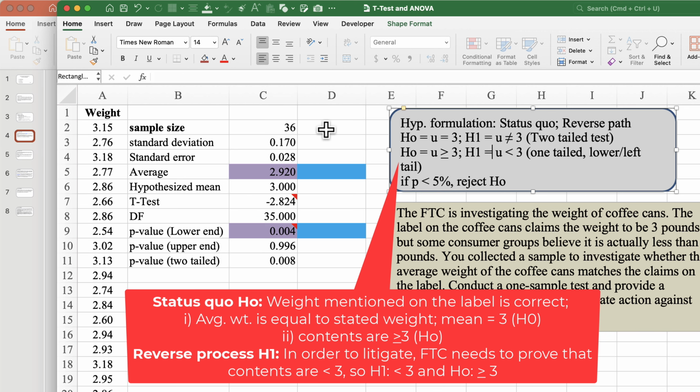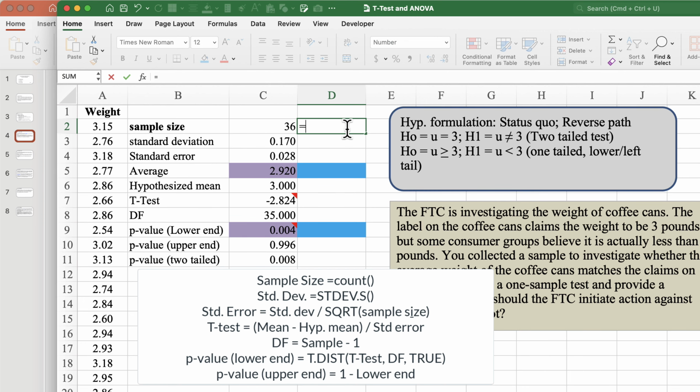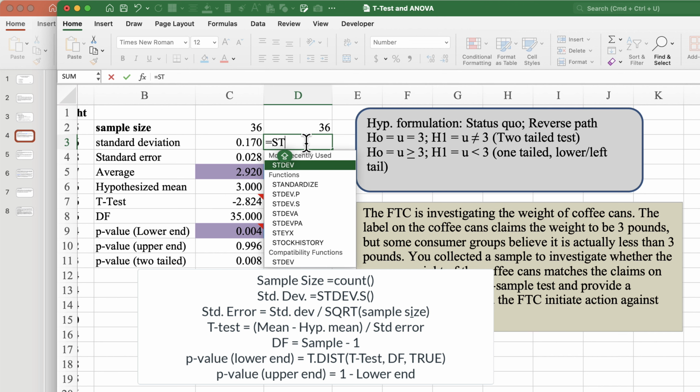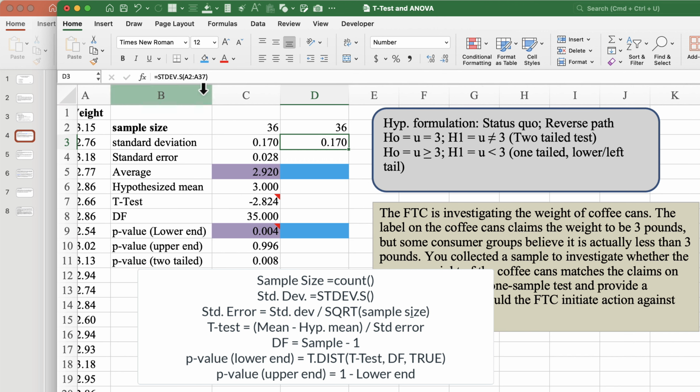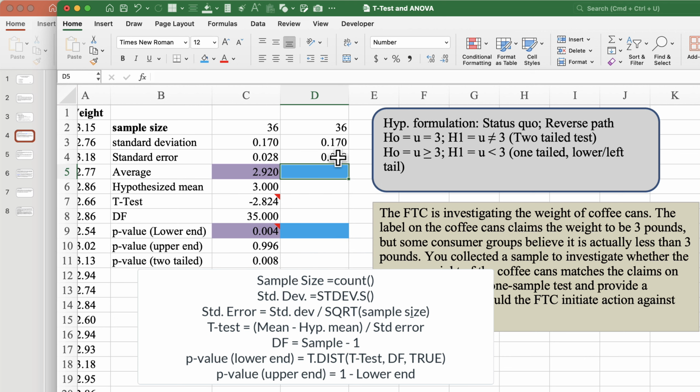So let's start the one sample t-test. The first one is sample size, 36. We can also do it this way, count, and then standard deviation. For standard deviation, we'll be using this formula, sample. This is the formula I use, standard deviation dot s, which means sample, and then I selected all the cells containing data, and standard deviation turns out to be 0.170. The next one is standard error, which is equal to standard deviation divided by square root of sample size, and that gives us 0.028.